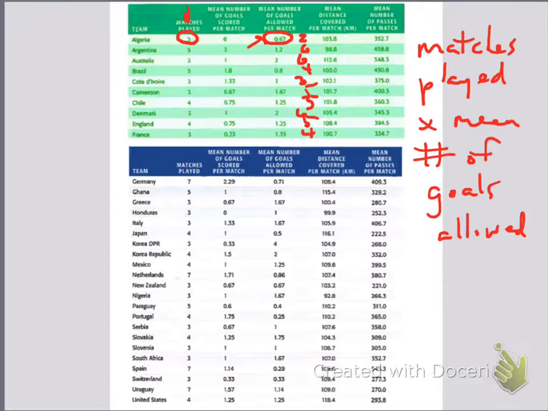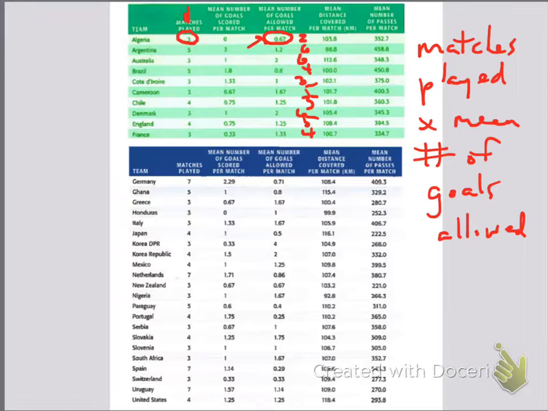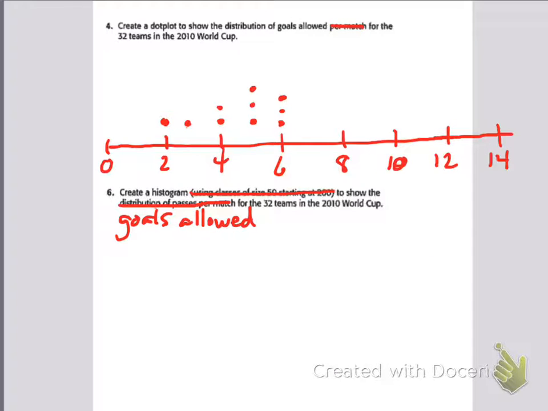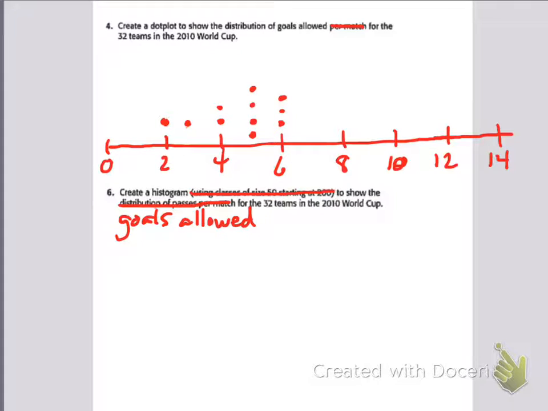So 5, 4. Come on, let me do a dot. Okay, Germany, let's see. I guess I have to do some calculations here. So Germany allowed 5 goals. It's 4.97, but it's 5. So again, we're stacking the dots at 5. Ghana, 0.8 times 5 is 4. Okay. Now, we continue with the dot plot in that manner.